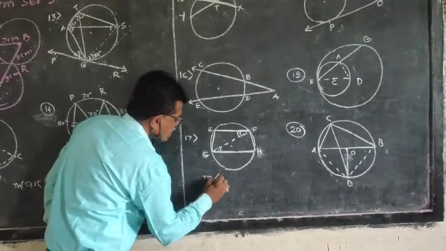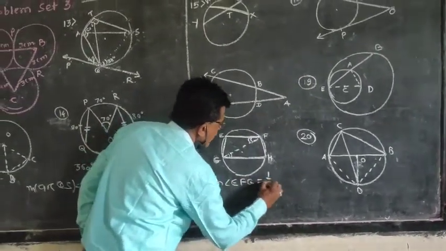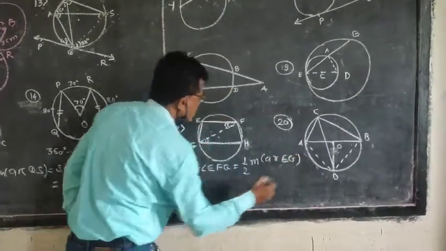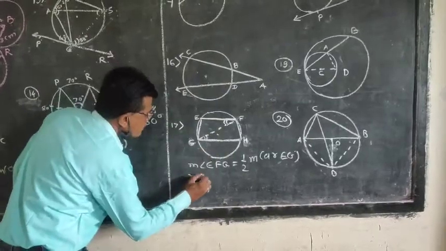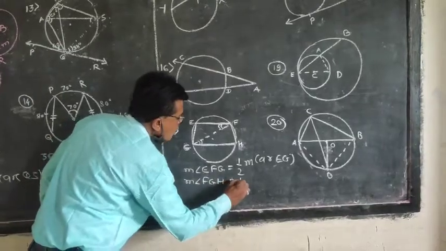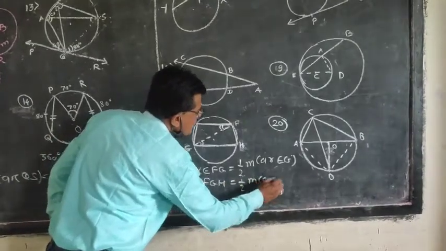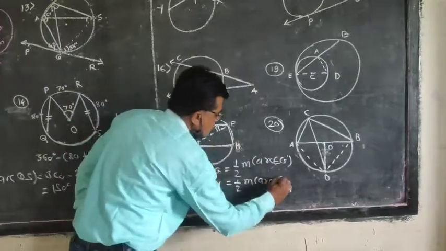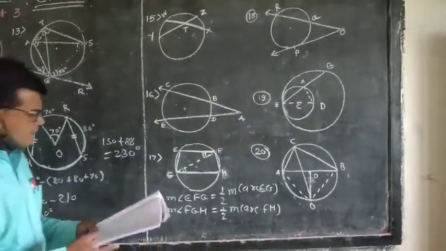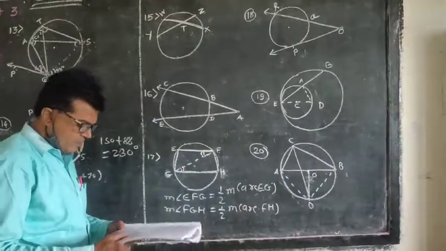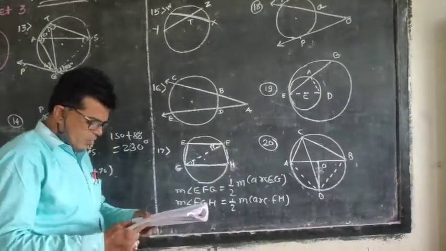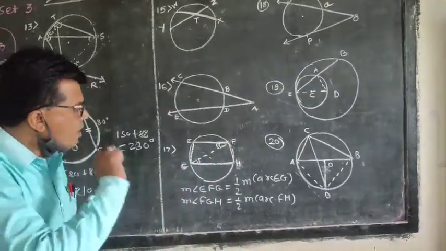Then measure of angle EFG is equal to half the measure of arc EG. Measure of angle FGH is equal to half the measure of arc FH. By the inscribed angle theorem, arc EG is equal to arc FH. Now chord EG is equal to chord FH. Then corresponding chords of congruent arcs are shown to be the same.